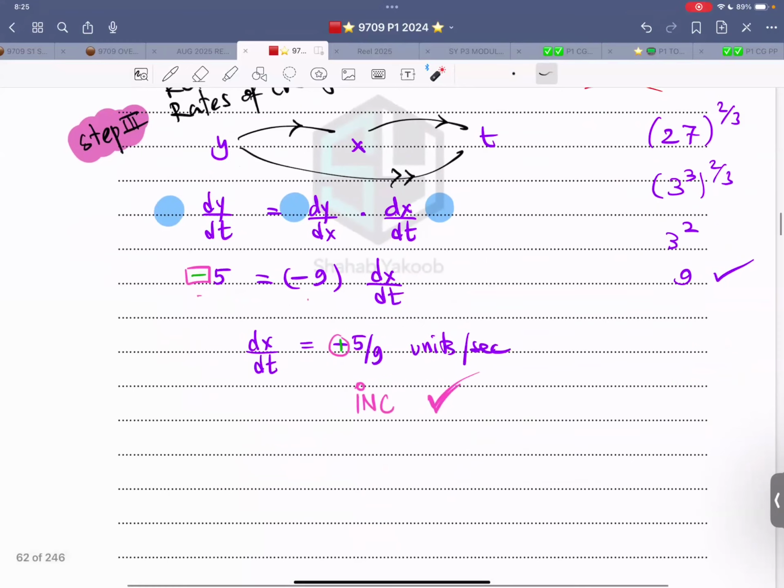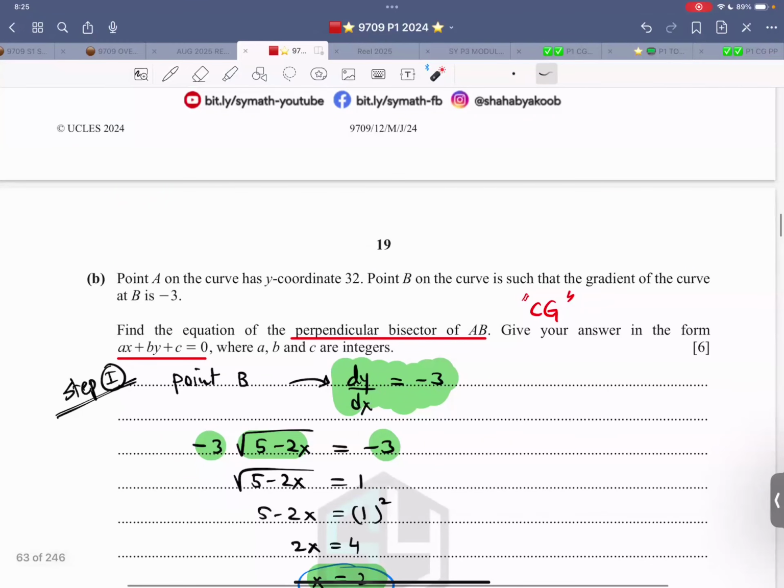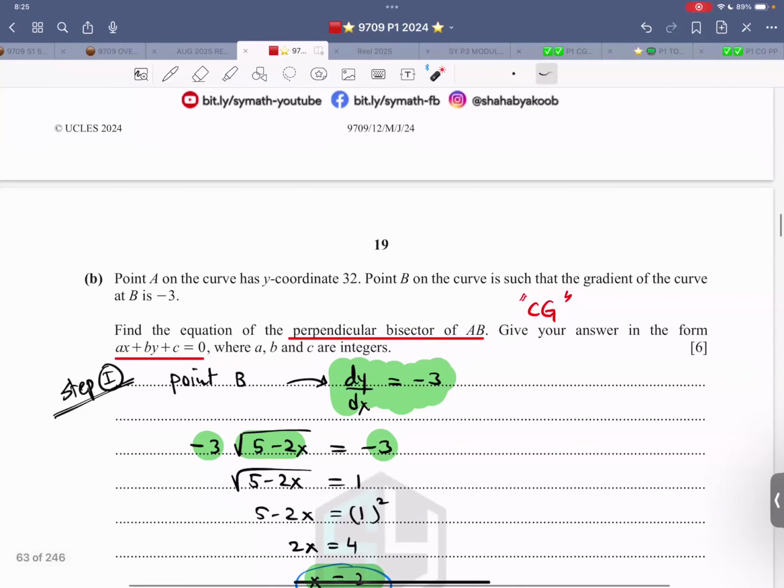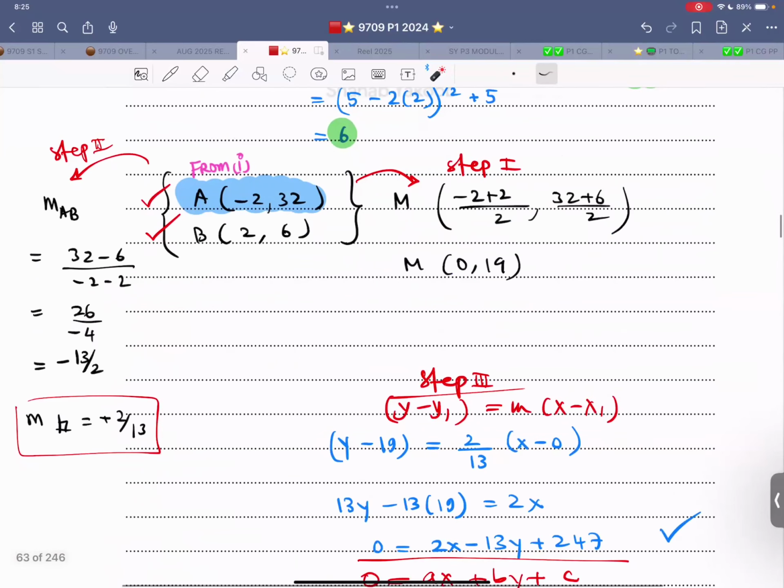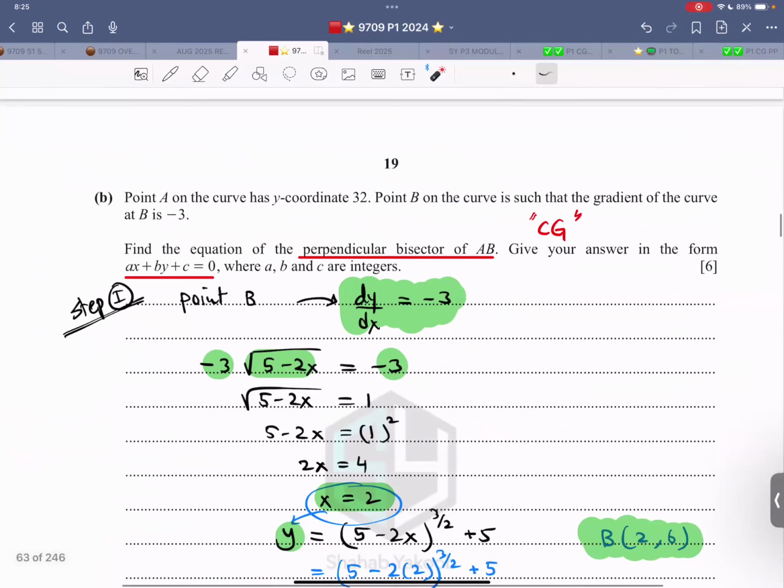Now we are starting. This one is the same as this. Yeah. Also read this thing.